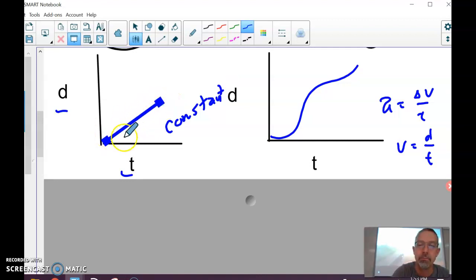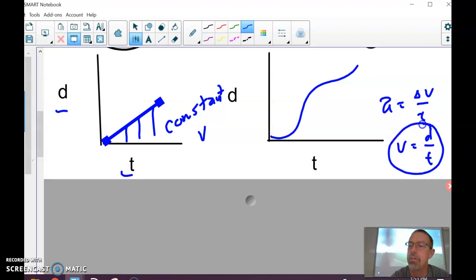Okay, that's going to imply a constant velocity because my distance is changing the same amount every bit of time. Whereas this graph right here would illustrate the fact that my velocity is changing over time. It's got a changing slope. If this slope is changing, then that means that I am accelerating because there's a change in velocity over time. Okay? So that's the way to recognize a displacement versus time graph.